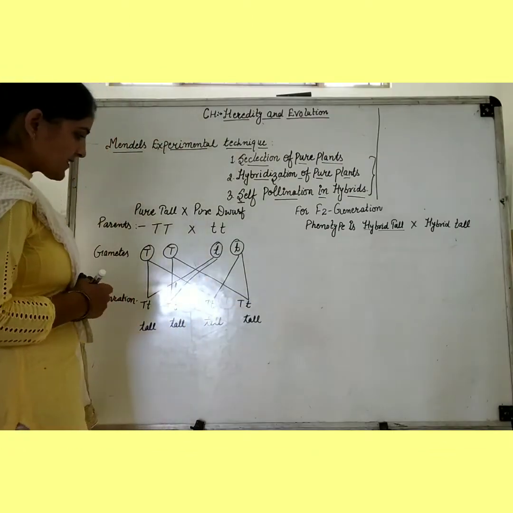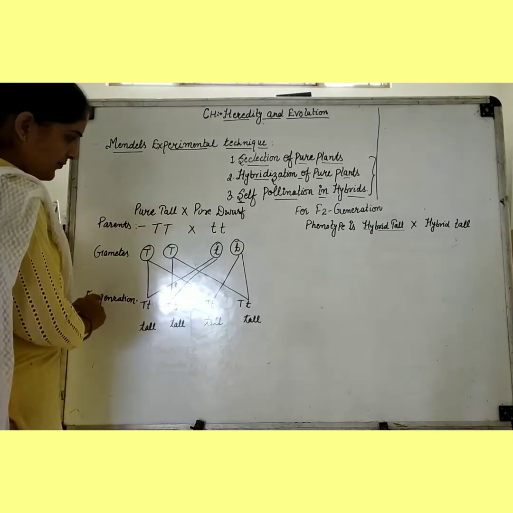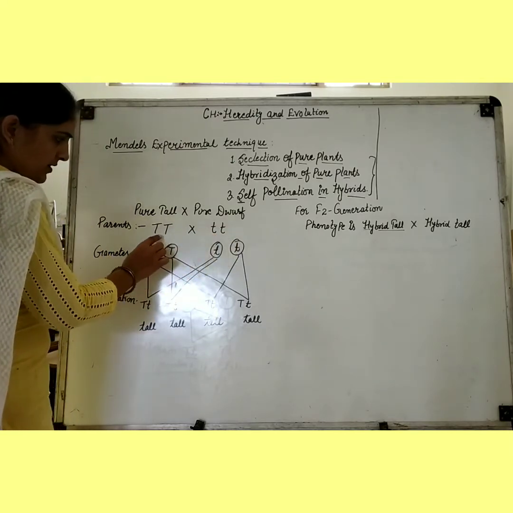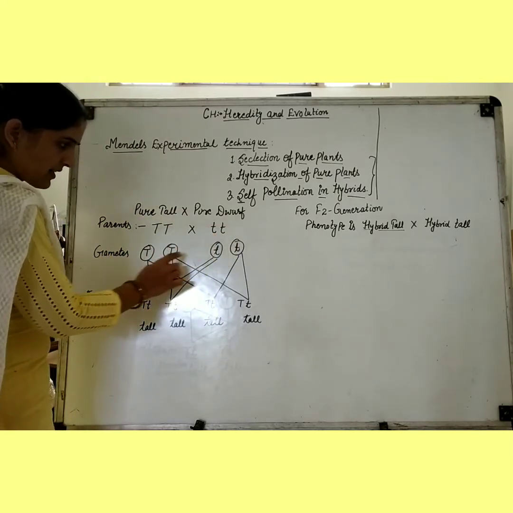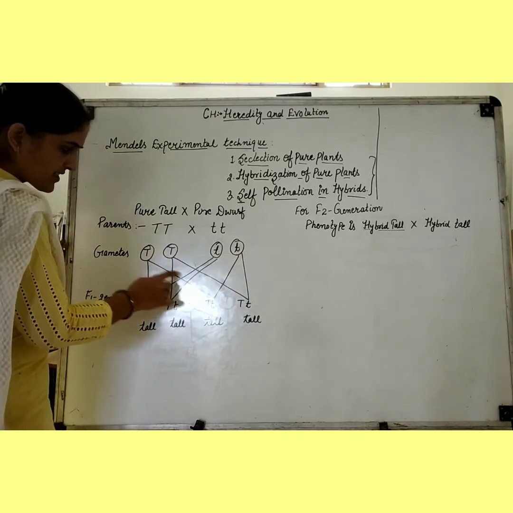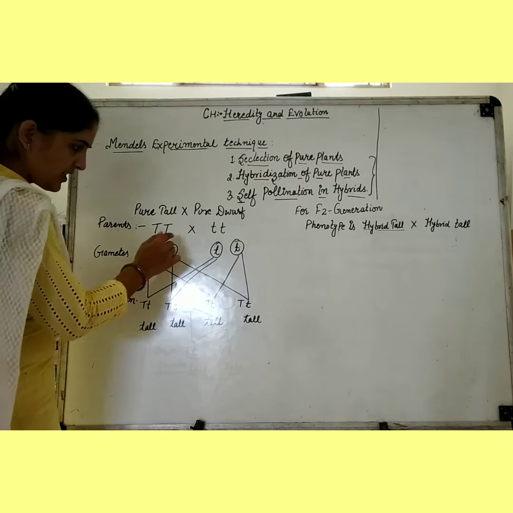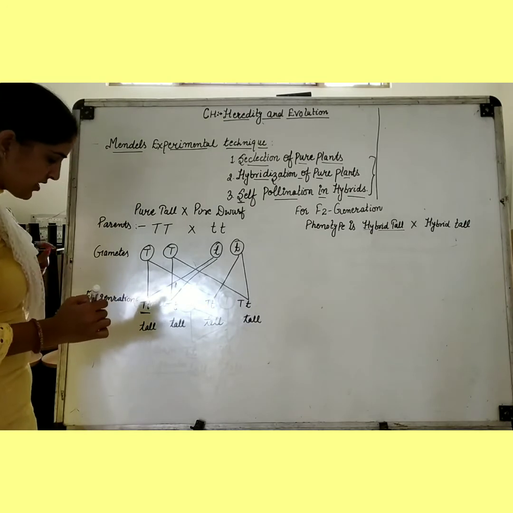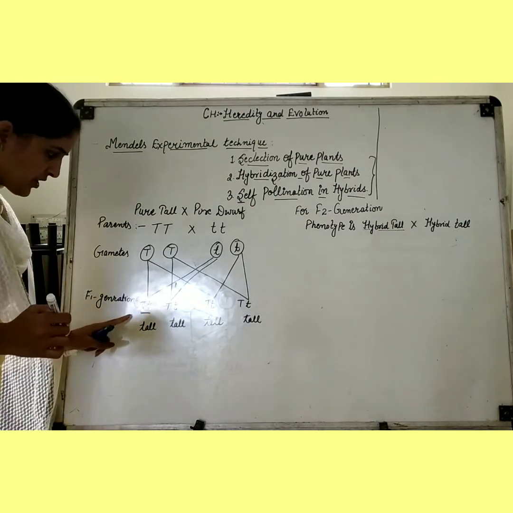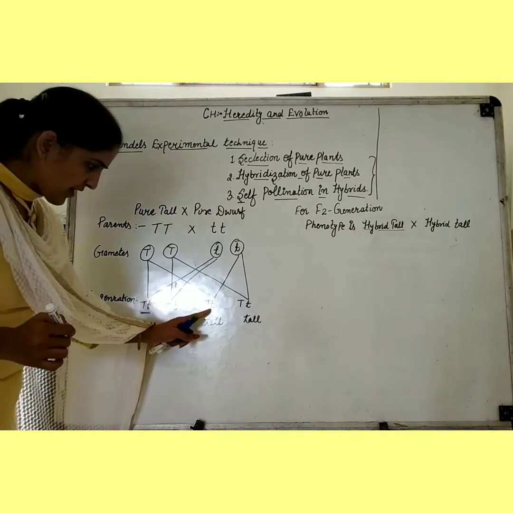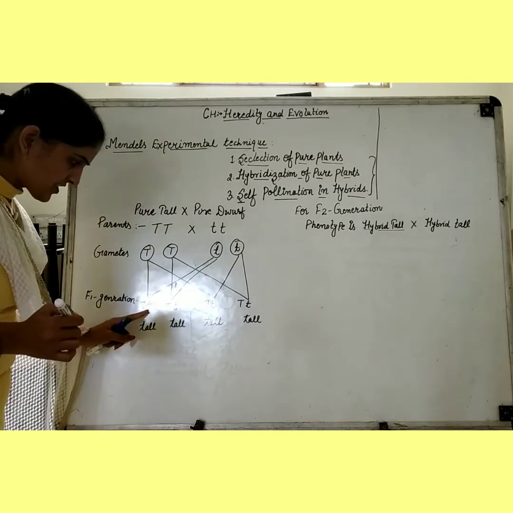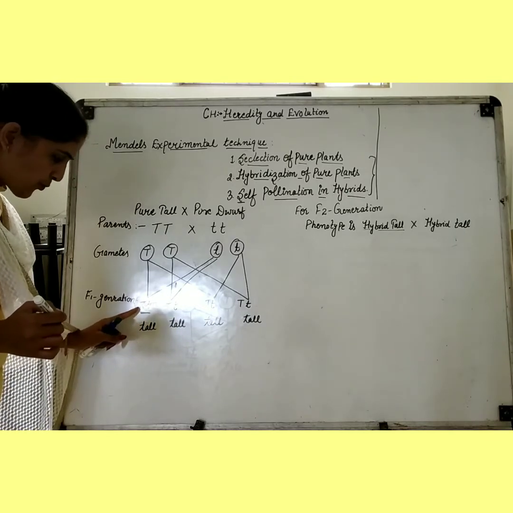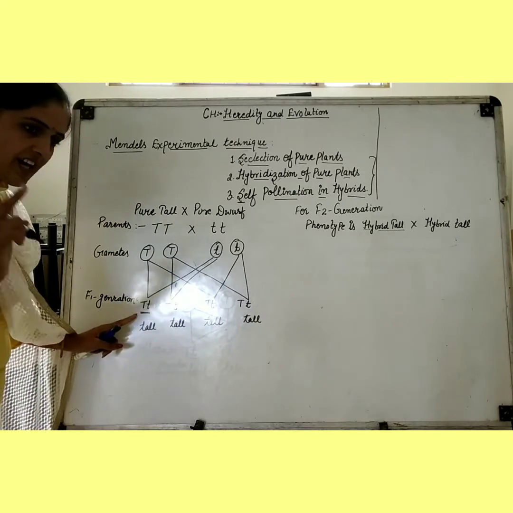The monohybrid cross, let's revise once again. These are the pure tall parent and pure dwarf parent. They form the gametes. And these gametes hybridize, or we can say they fuse with each other and form the first generation, that is known as the F1 generation. And this is the genotype of this F1 generation: one is a capital T, the other is a small t. And phenotypically, these hybrids obtained in the F1 generation are hybrid tall.